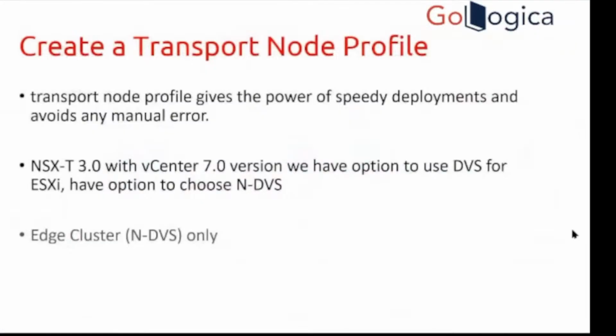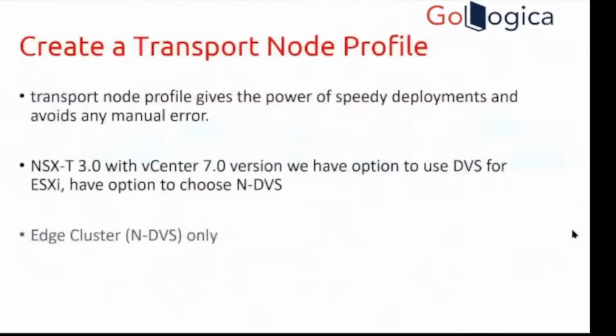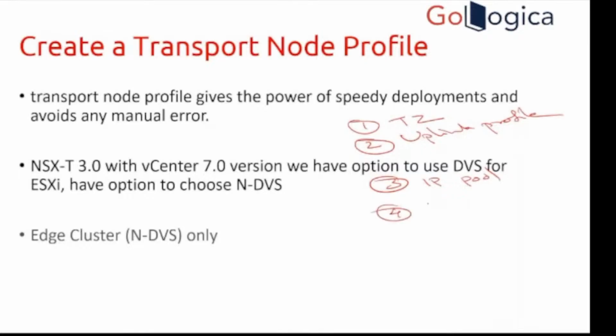Next is transport node profile. So what are the things we discussed? One, we discussed transport zone. Second, we discussed uplink profile. Third, now we discussed IP pool. Now fourth, we are going to discuss the transport node profile.